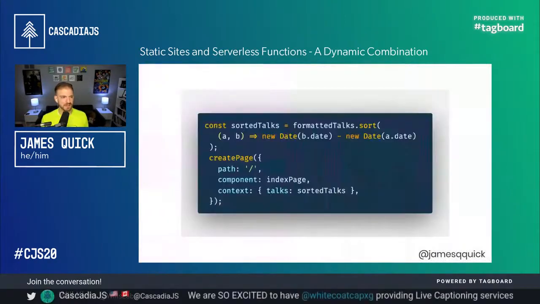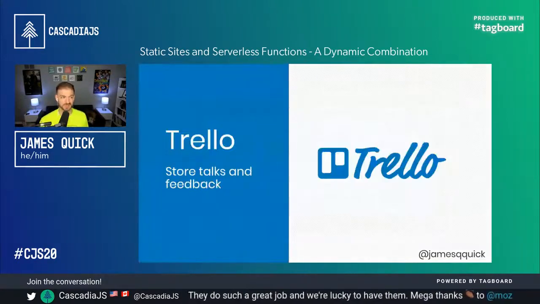Inside of here, you can do things like get a list of talks that I've given in JavaScript, sort those, and then iterate through each one and create a page based on that. All right. And then we need somewhere to actually store this data. And this is not really your traditional database. It's more going to be a generic data source. What I'm using is actually Trello.